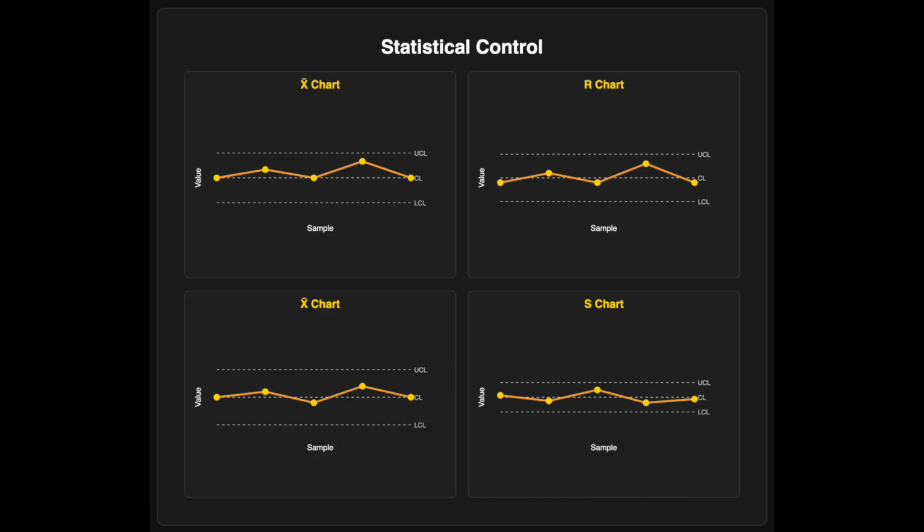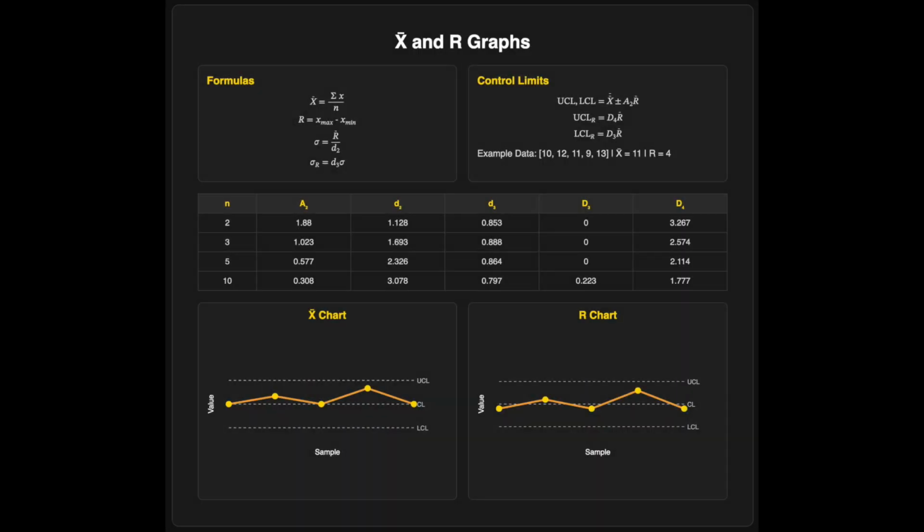However, liabilities exist. It requires disciplined data collection, a strong understanding of statistical theory, and can be misinterpreted if operators are not properly trained. Moving to our first set of tools.